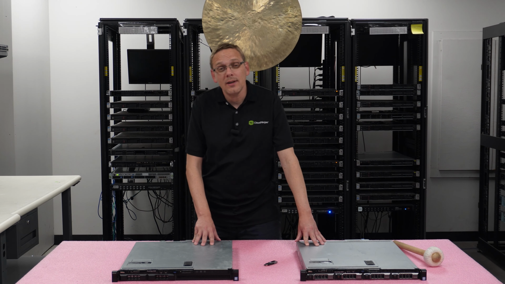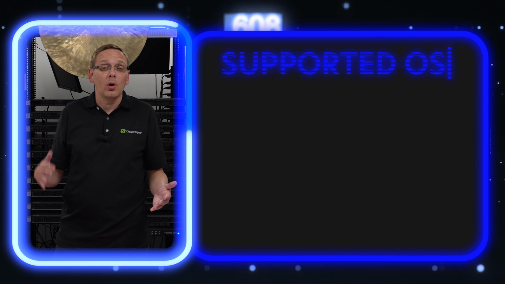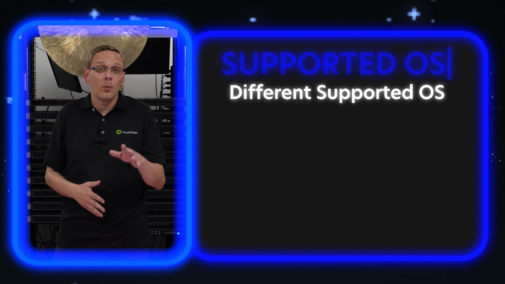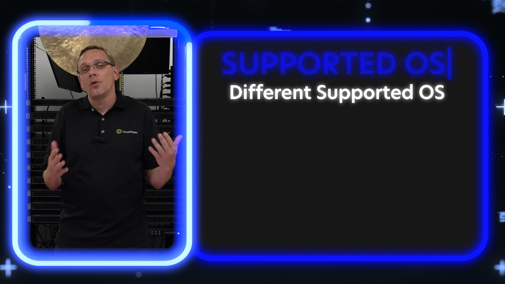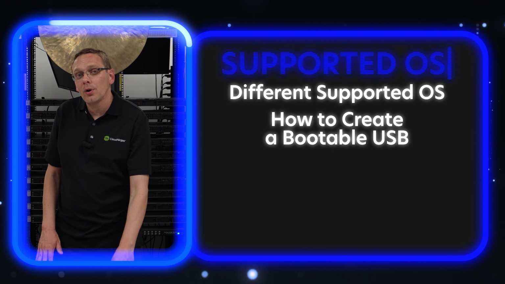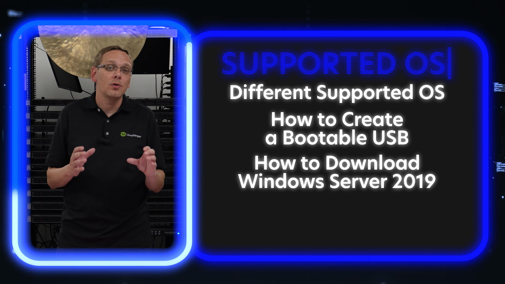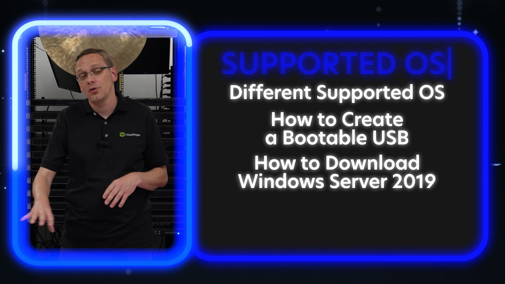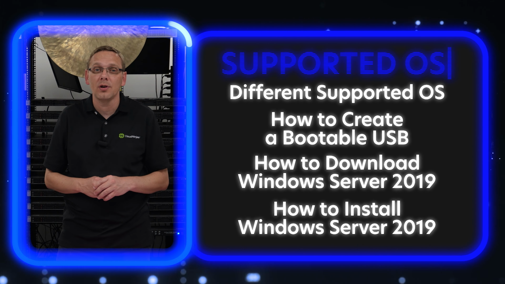This video will be specifically dedicated to supported operating systems, and what we're going to do as a whole is cover all the different supported operating systems, or at least the bulk of them. If you have some different ones you like, drop a comment down below. And then we're going to show you how to create a bootable USB. Then we're going to show you how to download Windows Server 2019, and then we're going to show you step-by-step instructions on how to install it into your server. So let's hop into the good stuff.